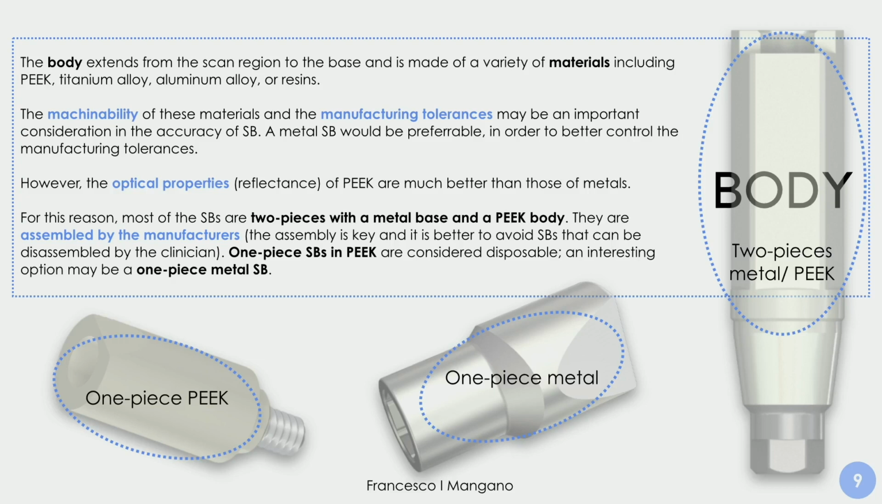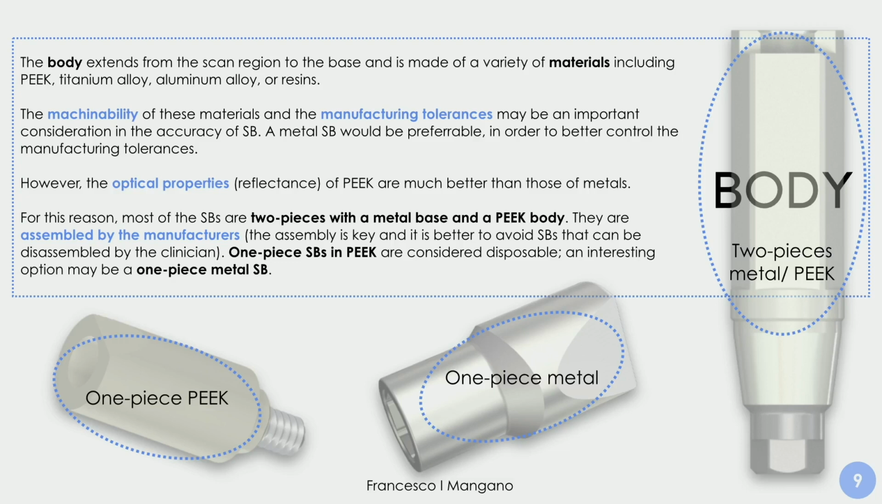Let's go to the body. The body can be in PEEK, the body can be in metal. There are also one-piece metal scan bodies. Generally, usually it is in PEEK because of the optical properties. Polyether ether ketone has better optical properties. It helps the scan body to work, to reconstruct the surface perfectly.